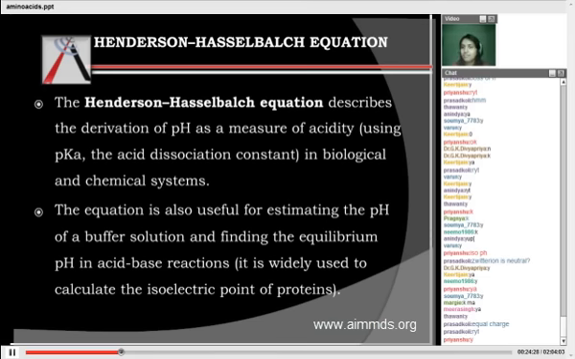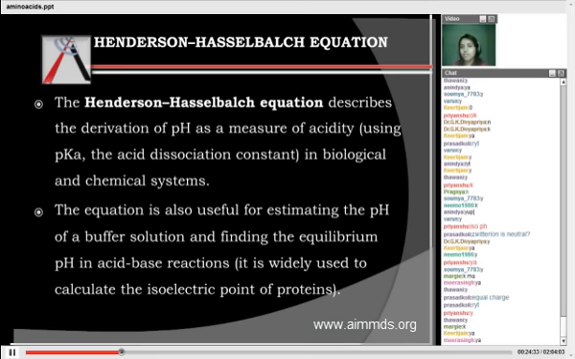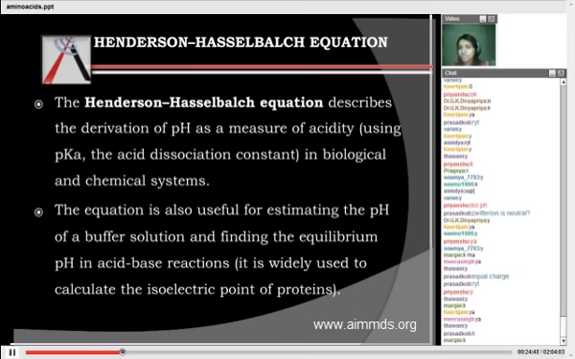Clear? Right. Let's come back to the Henderson-Hasselbalch equation. When we talk about the Henderson-Hasselbalch equation, this equation is going to be useful to you in answering one or two questions in pharmacology as well. So be open to this, and I'll just try to explain whatever is needed for today's portion. What it expresses, the Henderson-Hasselbalch equation, is the derivation of a pH as a measure of acidity.